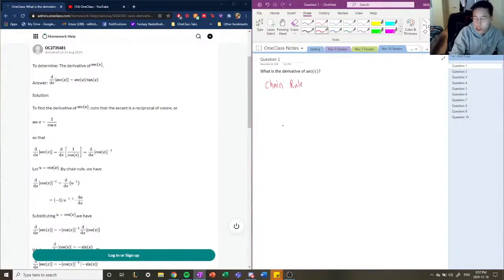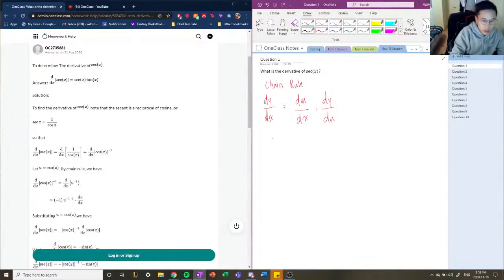The chain rule is mostly applied to functions inside of functions when you're deriving those kinds of functions. It says that the derivative of a function within a function is equivalent to the derivative of the outside function times the derivative of the inside function. So that's the chain rule. We're going to be using this rule a lot during the lesson today, and we're going to use it for this first question.